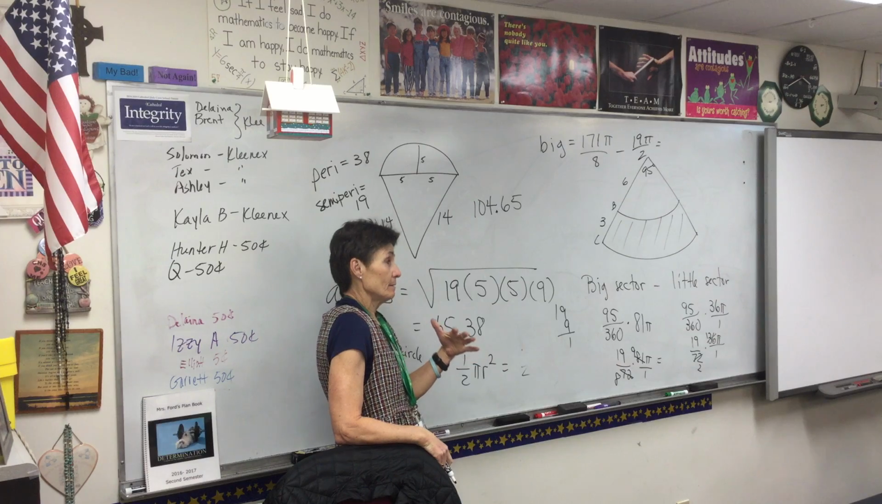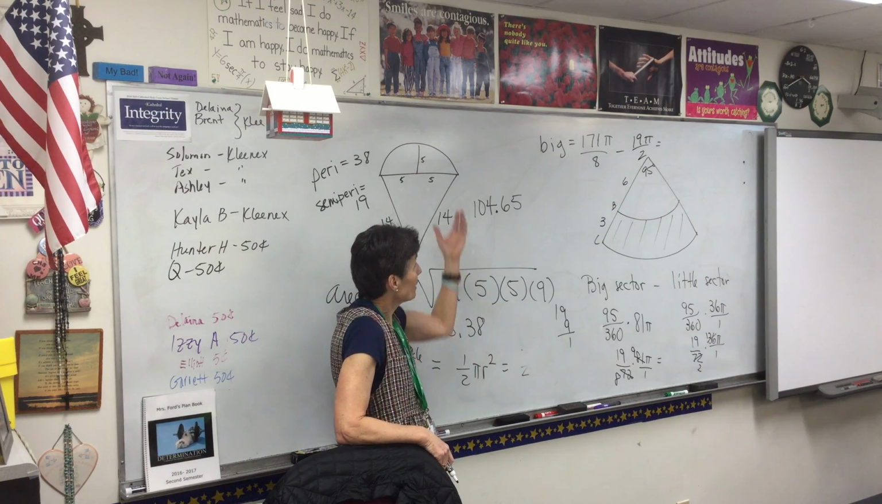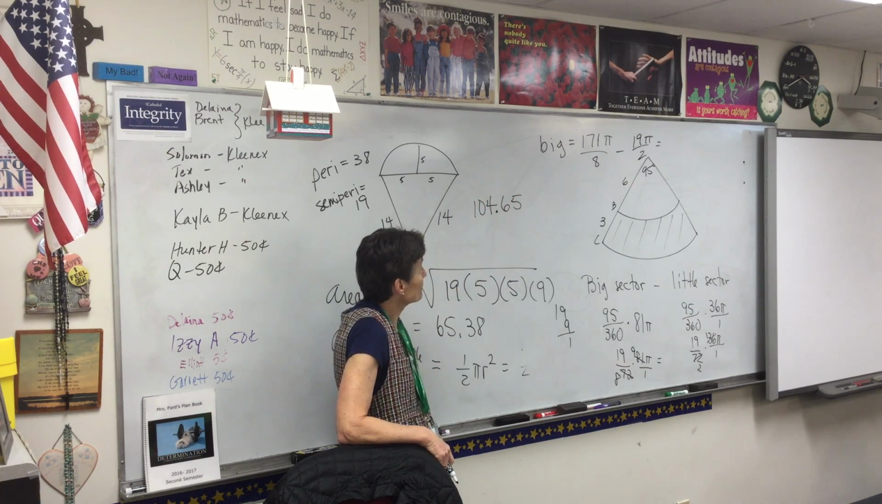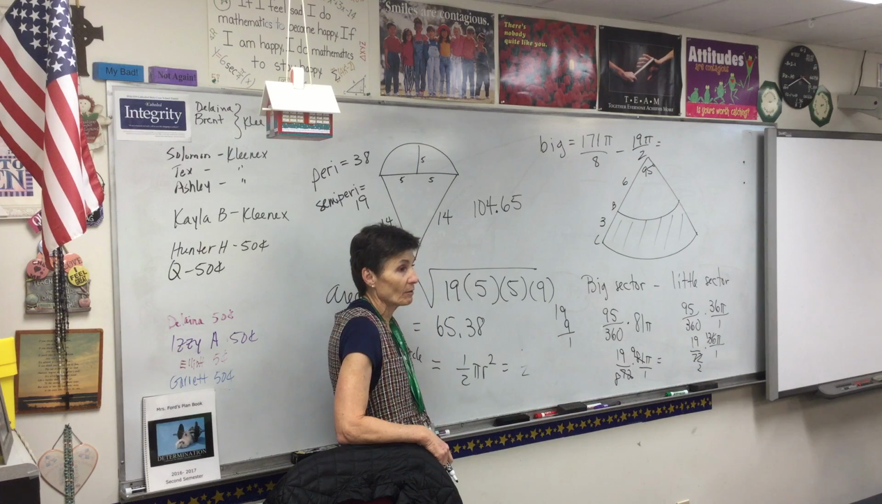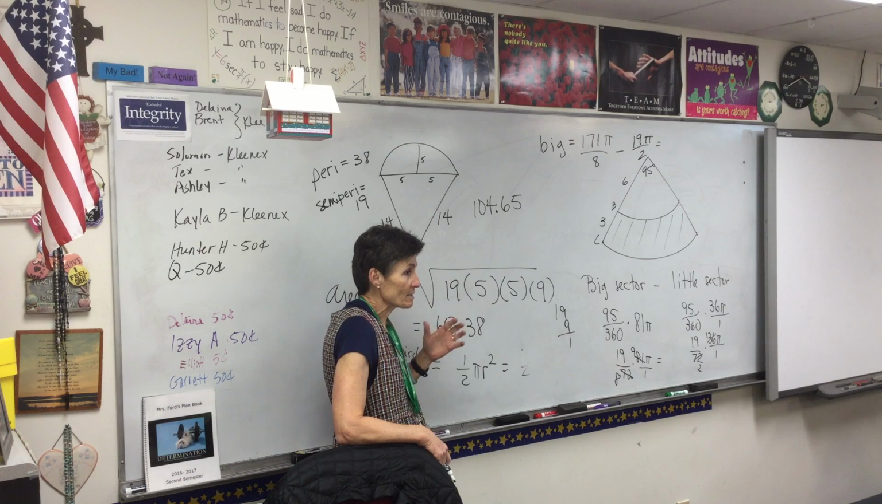Now again, in a minute we're going to type all this in on our calculator and get the approximation. But what if we have to do this exactly? What are we going to do with 171 pi over 8 minus 19 pi over 2? Well, we're going to subtract, but we can't just subtract. We have to do something first. How do we subtract fractions?